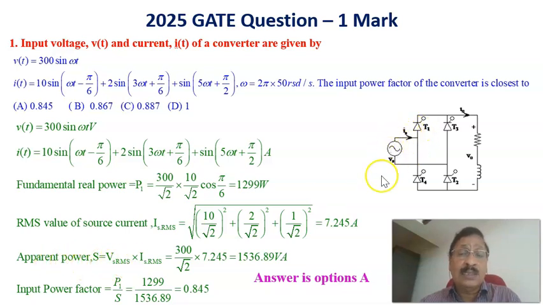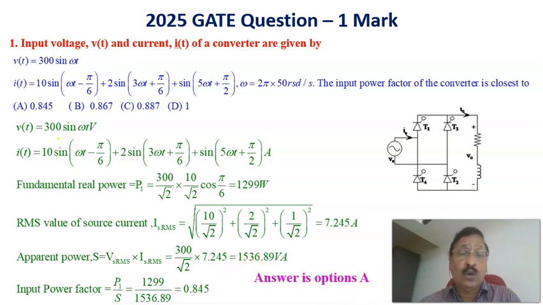The apparent power at the source side is equal to the RMS value of the voltage, 300 divided by root 2, into the RMS value of the source current, 7.245 amperes. The product is equal to 1536.89 volt amperes. This is the apparent power at the source side, and this is the fundamental real power at the source side. The ratio P1 by S, that is the input power factor at the source side, is equal to 1299 divided by 1536.89, which is equal to 0.845. That is the power factor at the source side, and the answer is A.